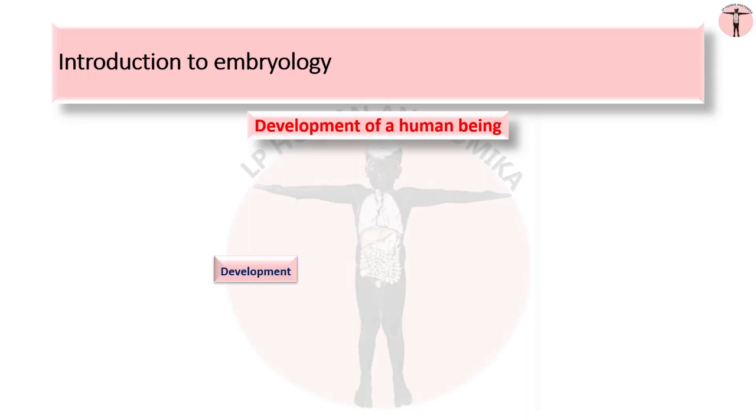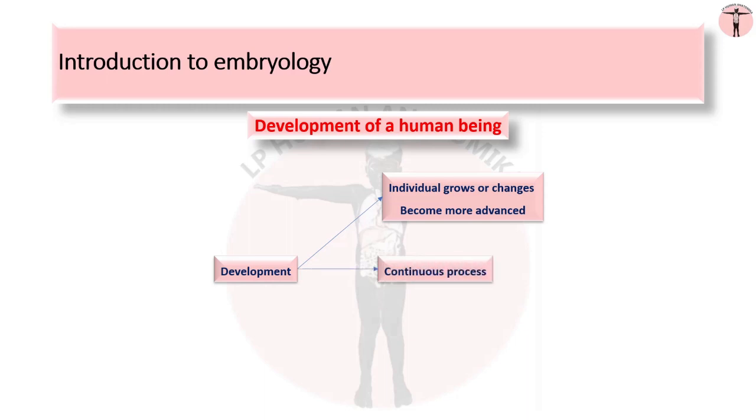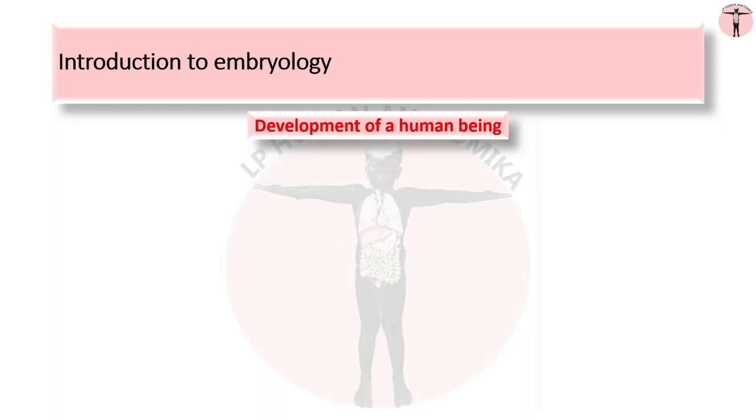Development is defined as the process where someone or something grows or changes and becomes more advanced. Human development is a continuous process that does not stop at birth. It continues even after birth for increase in the size of the body. Development is divided into phases. Development occurs both before birth and after birth.